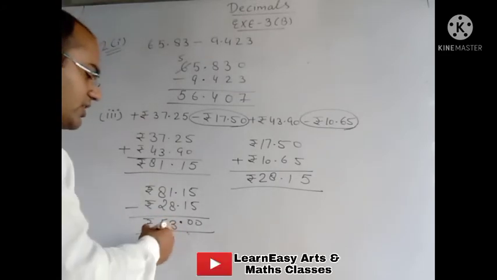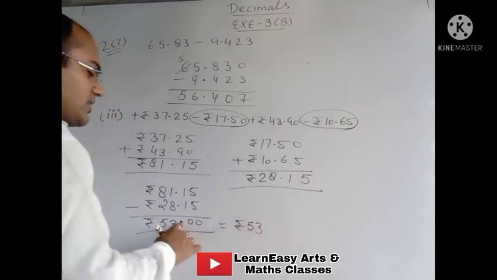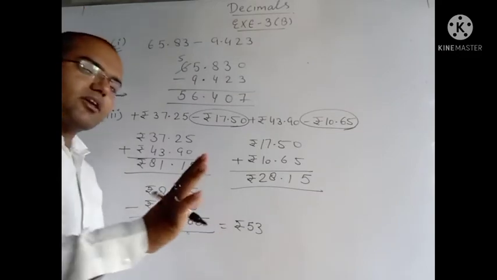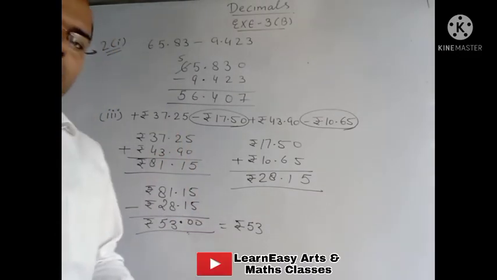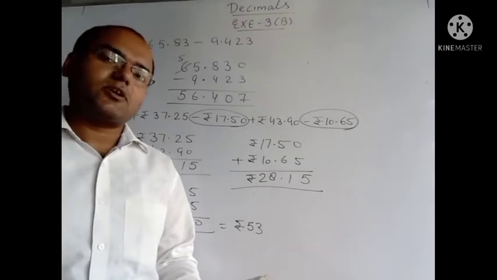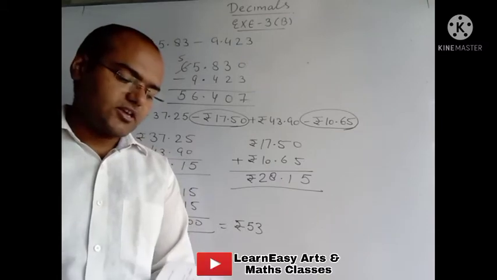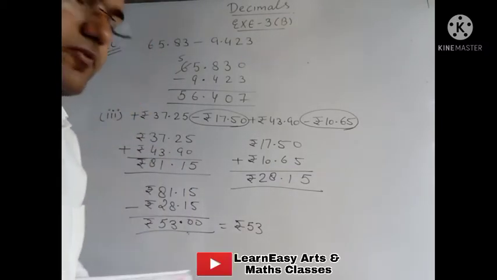On subtracting it we will get 53.00. So 53.00 means 53 only, because after the decimal if in the end 0 is coming, then that 0 does not have any value. So your final answer is rupees 53. So like this you have to do this exercise number 3. Now we will start exercise 3C. Exercise 3C is of multiplication. So all of you see question number first.